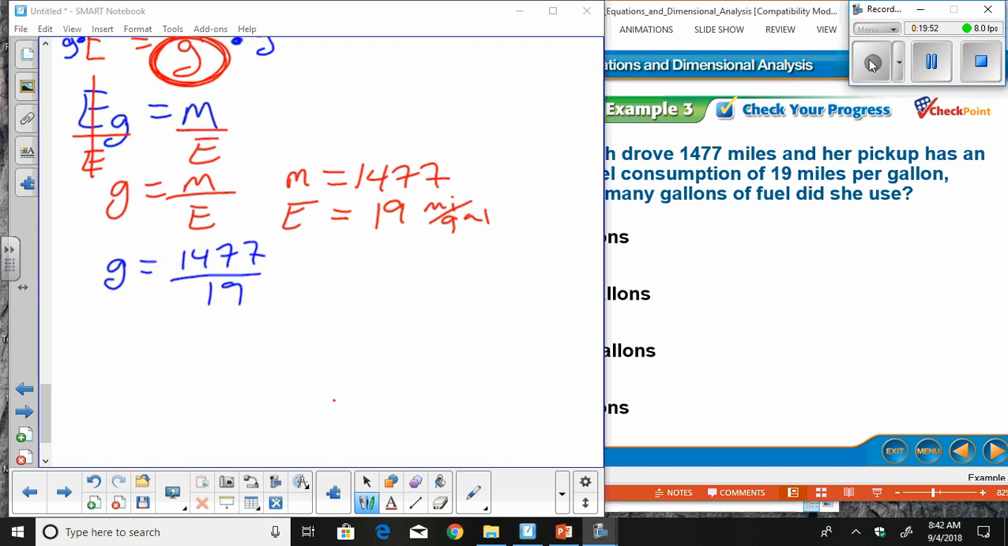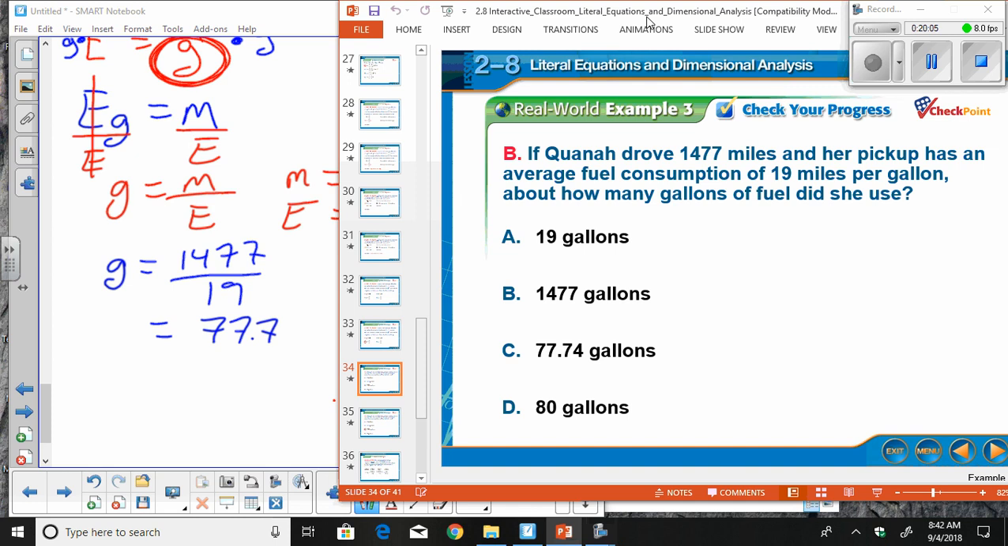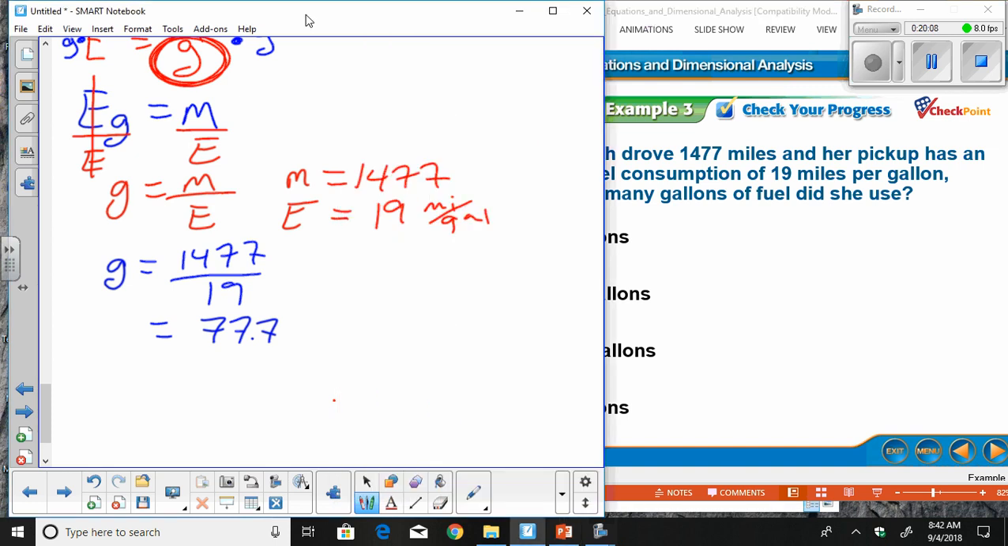And so we then divide 1477 divided by 19, and we get 77.7. Okay. One thing you can do to check here is we had miles divided by miles per gallon. So you're checking your units here, unit analysis. So to check that, you would say, well, I have miles divided by a fraction. Well, when you divide by a fraction, you then have to multiply by the reciprocal.